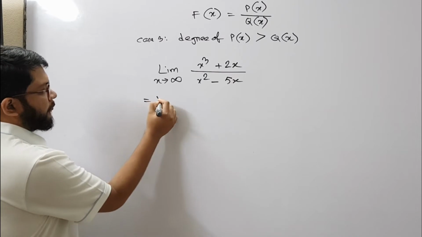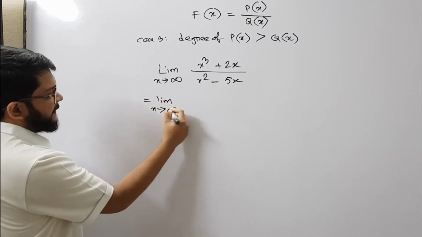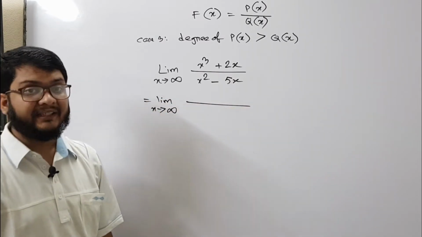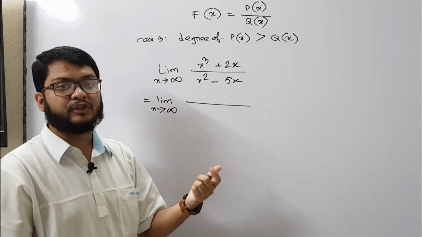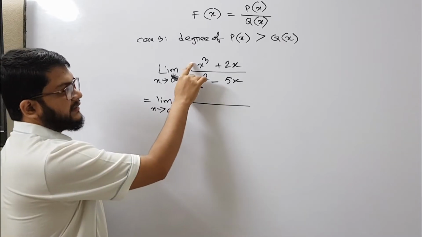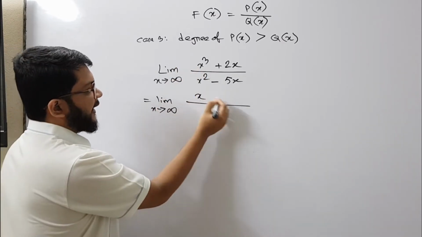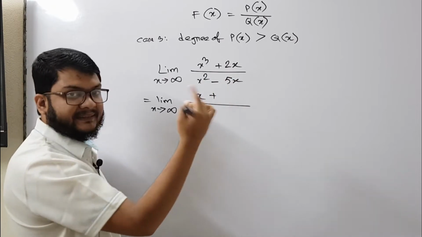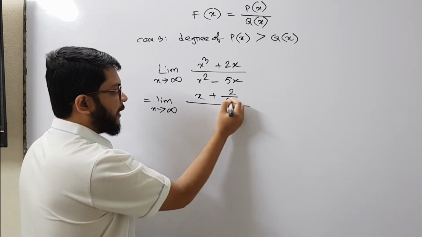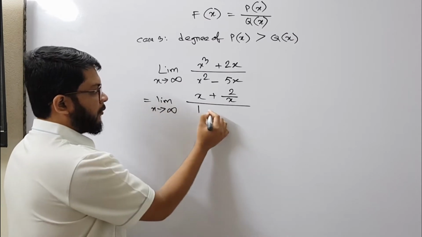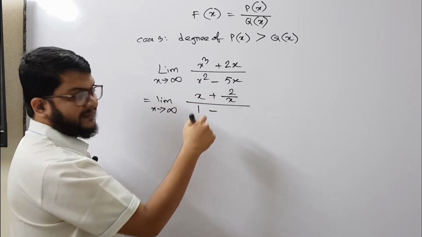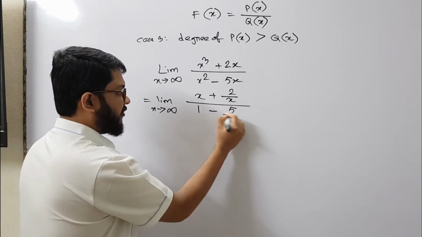Now what we will do is divide all the terms in both the numerator and the denominator by x square. So what happens if we divide this x cube by x square? We get x, plus twice x divided by x square, so we get 2 by x, then x square divided by x square is equal to 1, minus 5x divided by x square, so we get 5 by x.